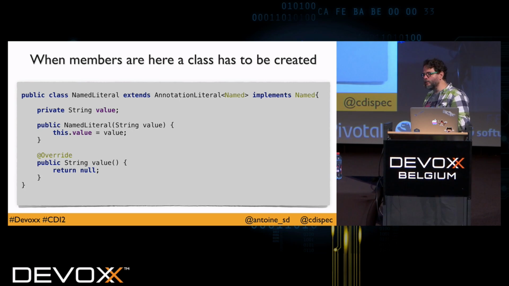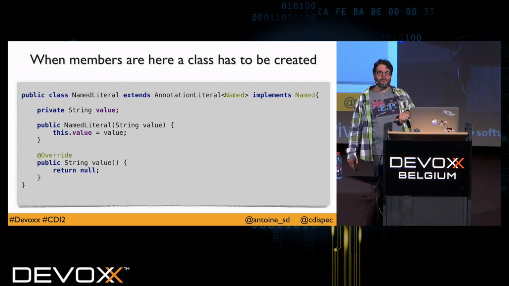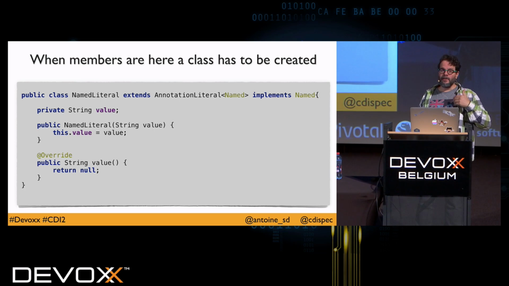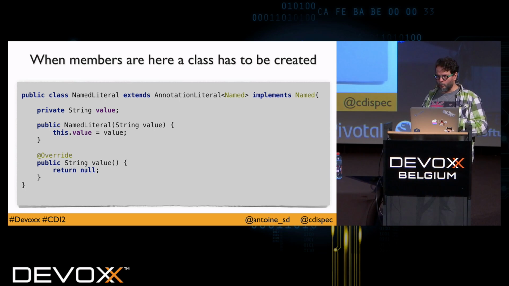But if your annotation has members, for instance, if you need to create an instance of the @Named annotation, you have to create your own class like this. So you have to create a NamedLiteral class. You have to extend the AnnotationLiteral. And we have to implement the Named. Here, Named is the annotation, @Named. And you have the member, which is the value. You need a constructor to initialize the member and a method to return the value. So it's quite cumbersome only to have an instance of an annotation.